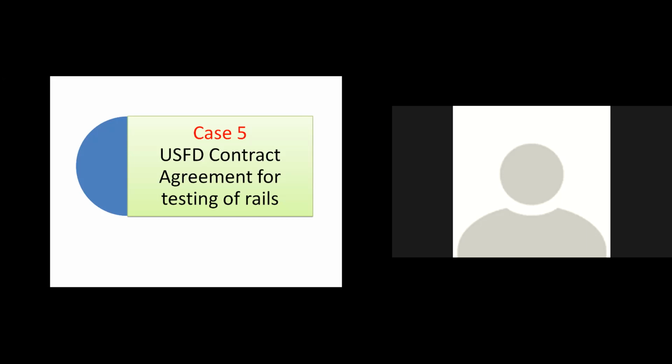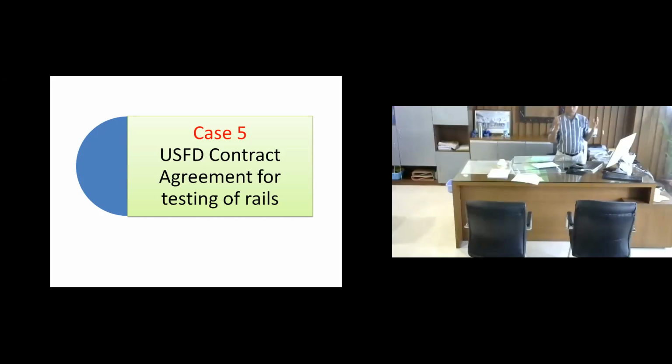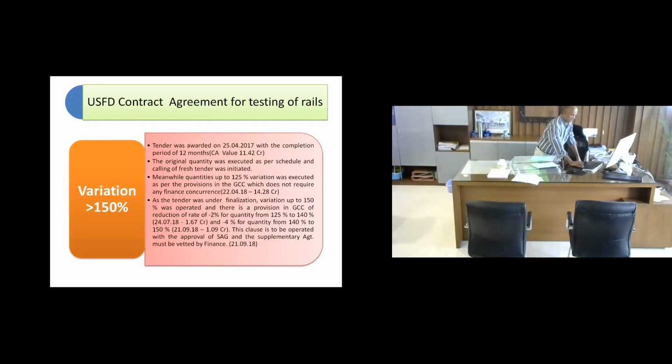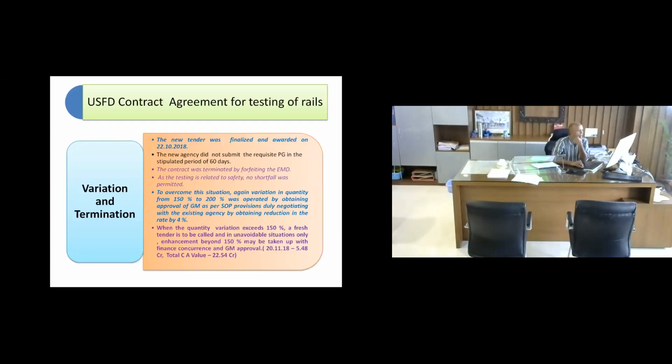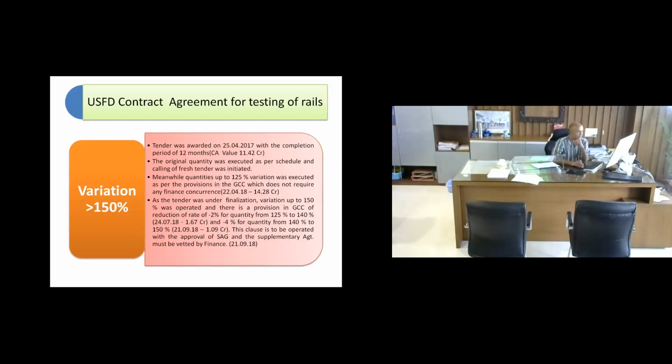It's a regular practice that whatever resources you have departmentally, you use that resource, and the balance work you outsource. So we had a contract in place and that was about to expire. You can see the detail here, like the tender was awarded in '17 with a completion period of 12 months and a value of 11.42 crores.